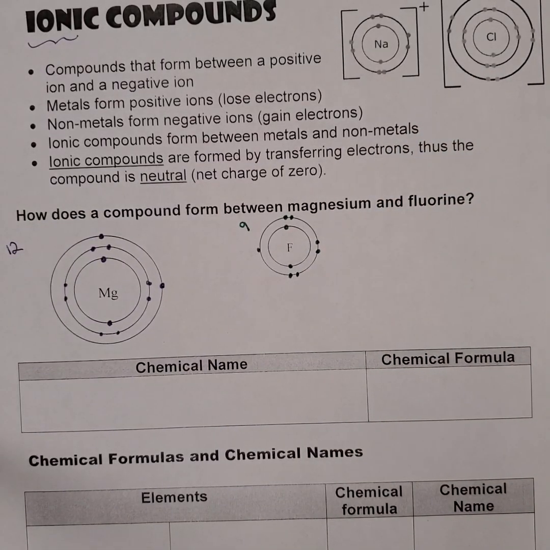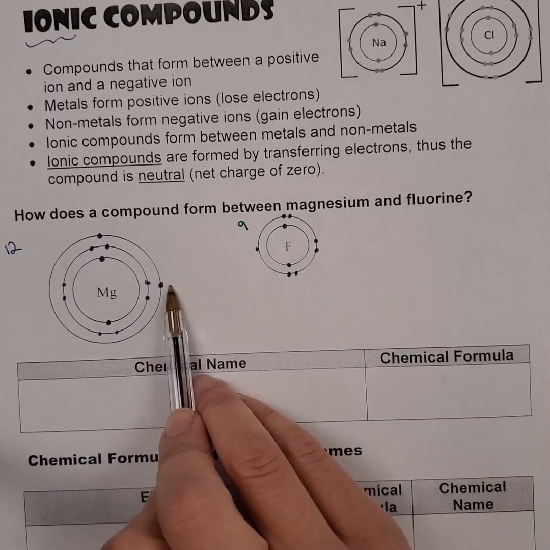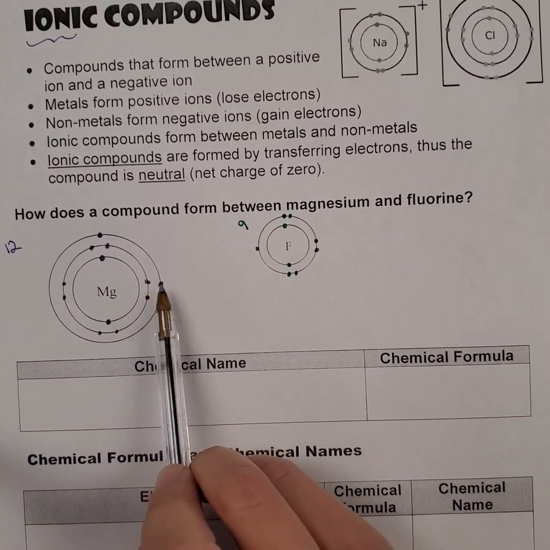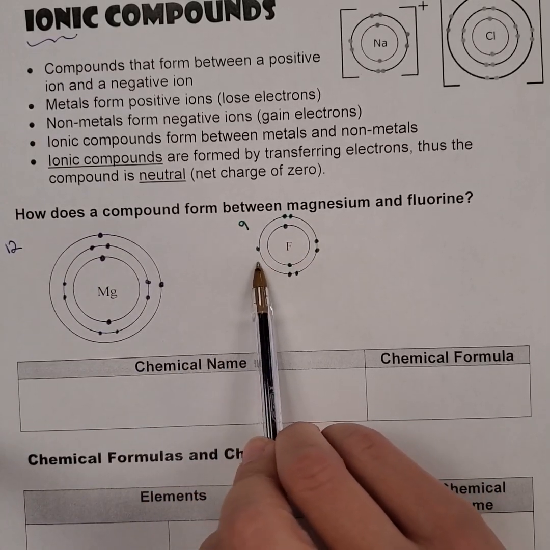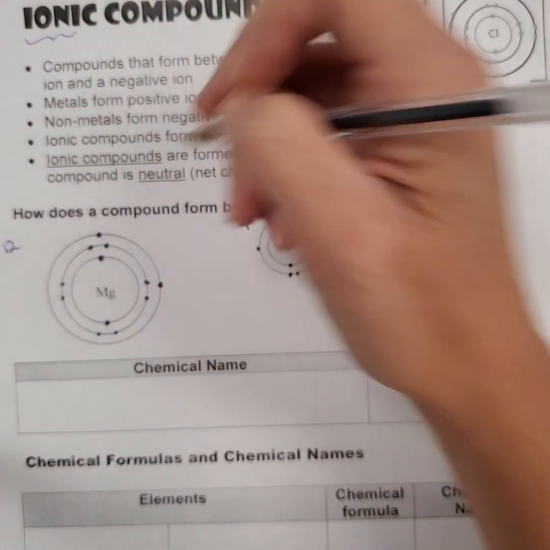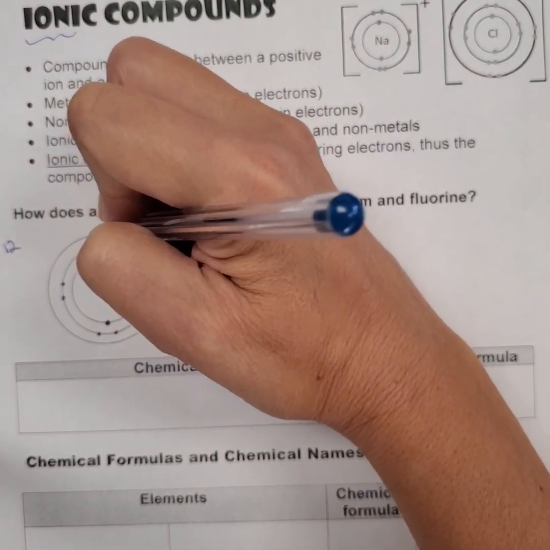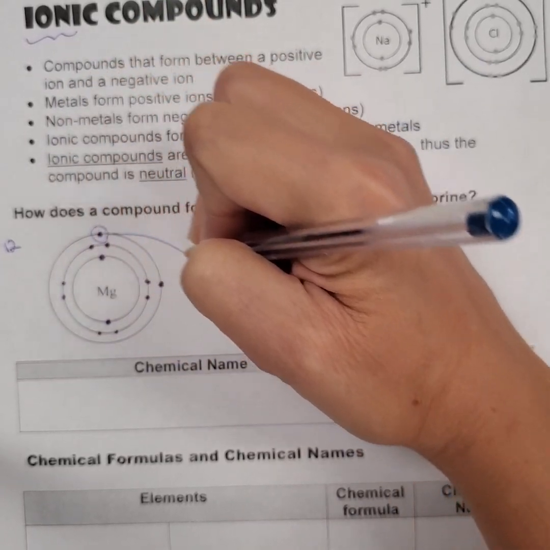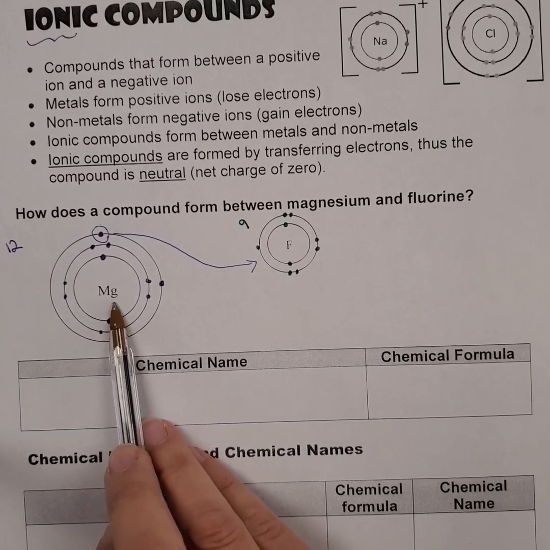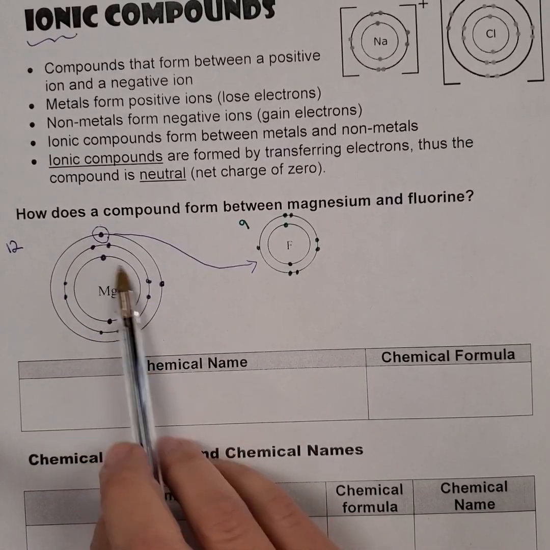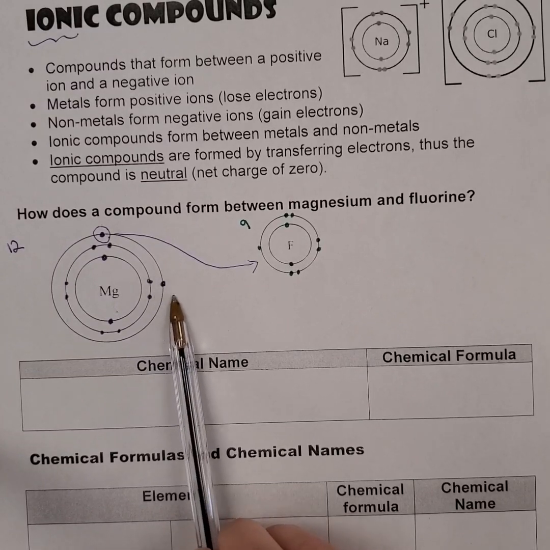When I take a look at my atoms, I notice that magnesium, in order to form an ion, needs to get rid of 2 electrons. And fluorine, to form an ion, has 1 empty space, so it can only accept 1 electron. So let's say that this electron goes here. Right now I've got magnesium that has lost an electron, fluorine has gained an electron, but I still have this electron that needs a place to go.